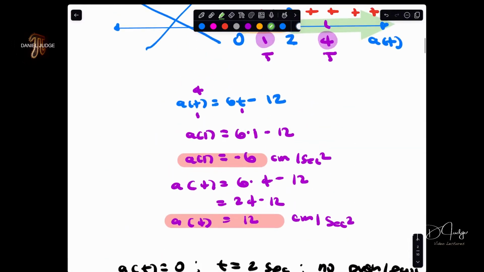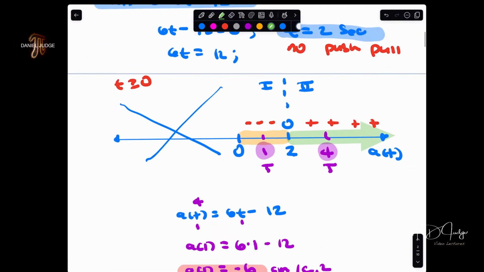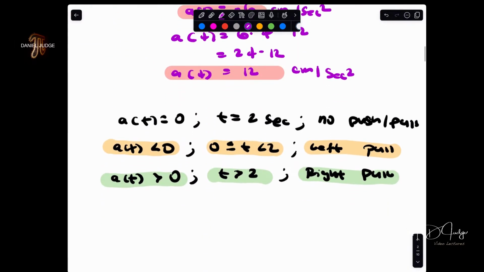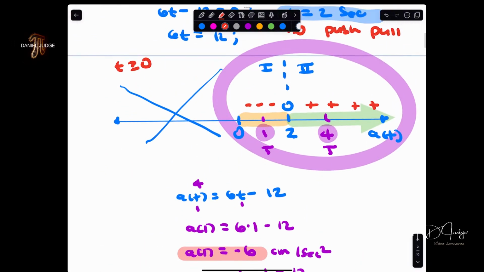We can actually see that in this picture here, the sign analysis picture. This is essentially what they want you to do: sign analysis on the second derivative and interpret the results. So ladies and gentlemen, there you go. Here are your answers for question number 1.